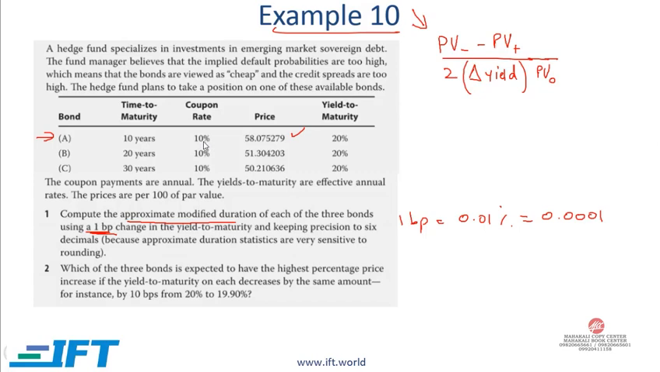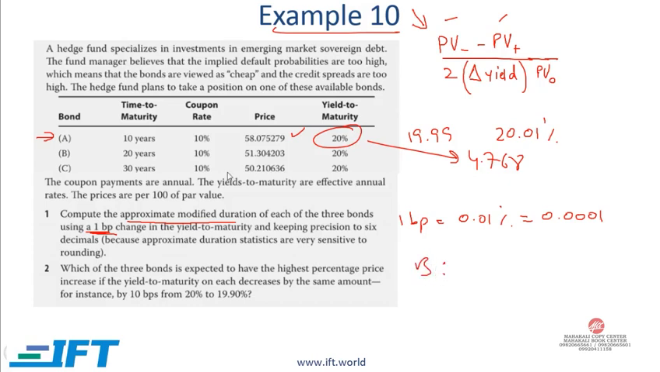So when you do discounting, you would have to use a rate of 19.99%, 1 basis point less than 20%. When you do your calculations for PV plus, you will have to use a discount rate of 20.01%. Using these numbers, you come up with PV minus and PV plus, and for bond A, the answer is going to be 4.768. This is the approximate modified duration for bond A.